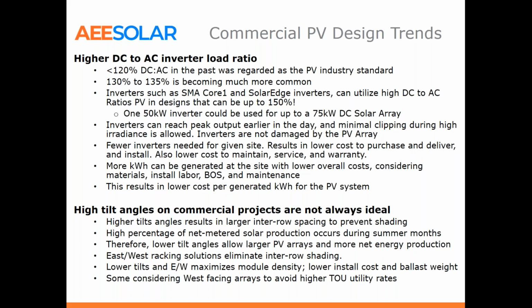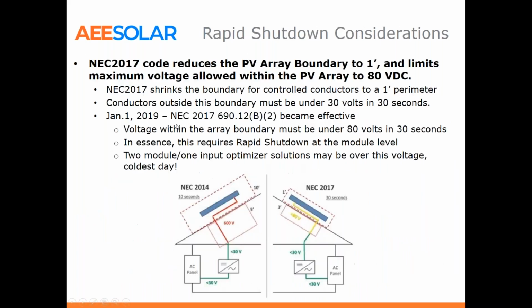Also, lower tilts, you're going to see coming up, they cost less, there's less racking, easier to install, and much less ballast weight will be placed on a given roof, which could be a consideration. Some do consider facing an array to the west if you have high time of use evening utility rates. So check PVWatts or other solar production tools like the SolarEdge Site Designer that could help you determine production results with different arrays and different tilts.